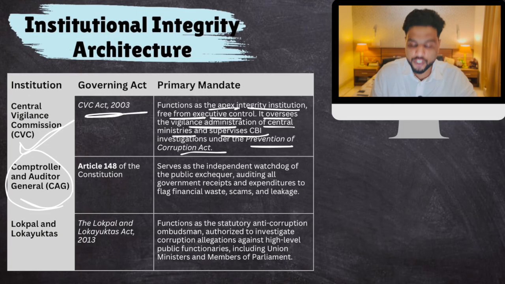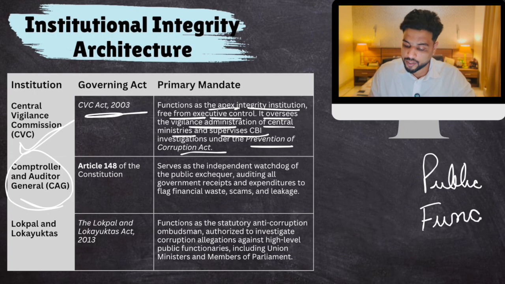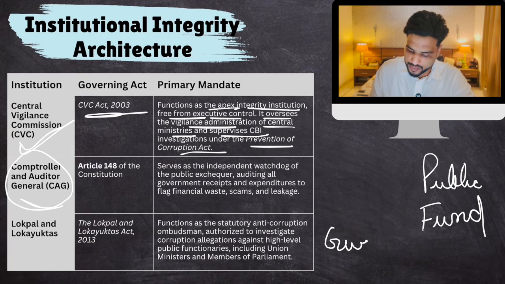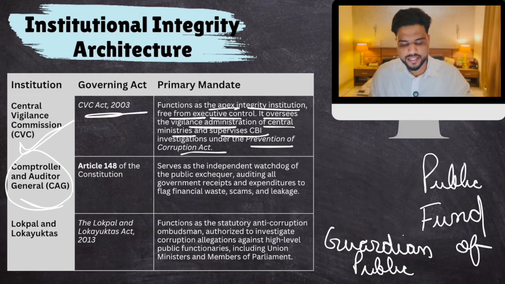Then there is CAG, which keeps track of public funds. It's a constitutional body, Article 148 of the Constitution. Okay, it's the guardian of public purse. That's the tag given to CAG. Remember this and use it in your answers. Guardian of public purse. It basically audits government spending.